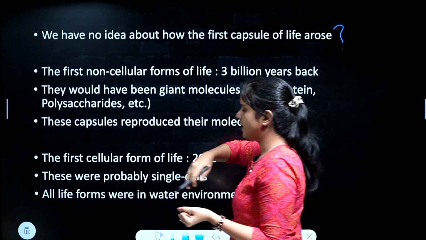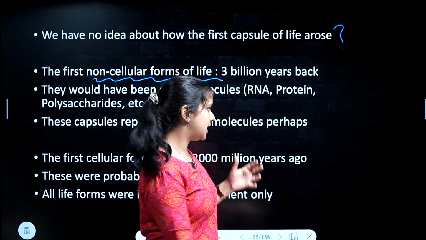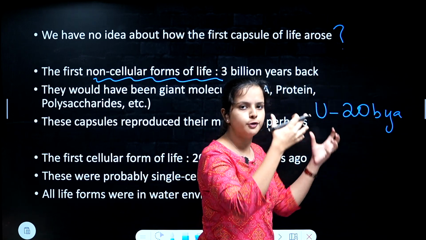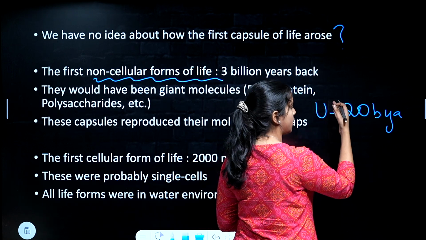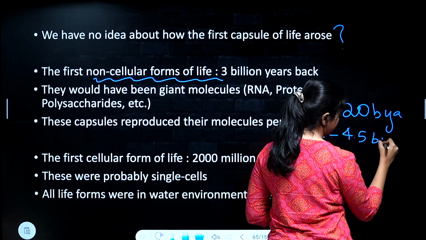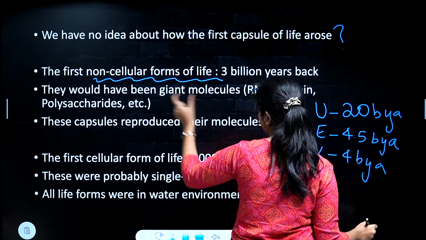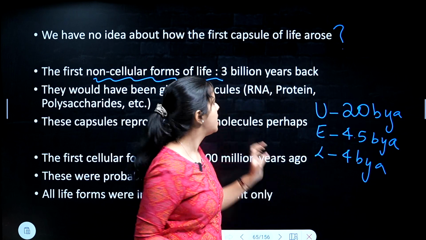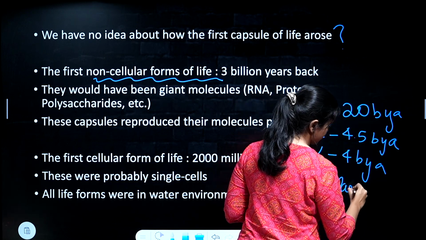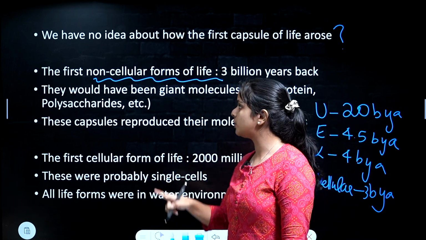Scientists believe that the first non-cellular forms of life originated about 3 billion years back. So let me take you back. Universe originated about 20 billion years back. I'll be repeating this because it's really important for you to have an idea about evolution. Our Earth originated about 4.5 billion years ago, and life originated about 4 billion years ago. And in that, the first non-cellular form, not cellular form but non-cellular form, evolved 3 billion years ago. I'm not talking about cellular forms here, but non-cellular forms.